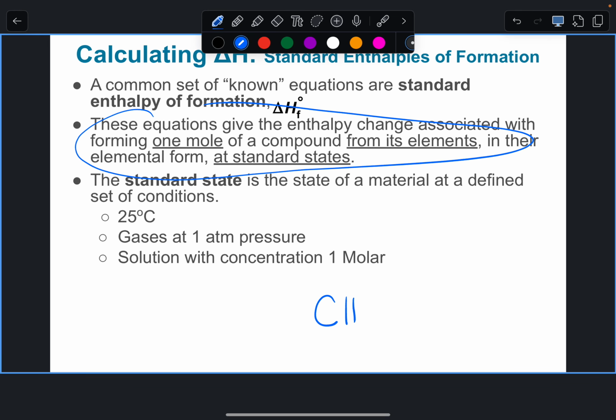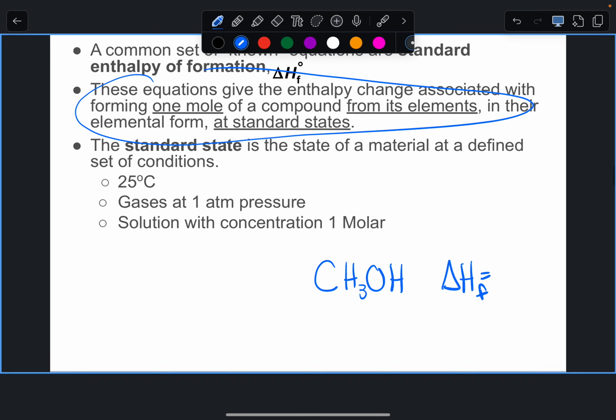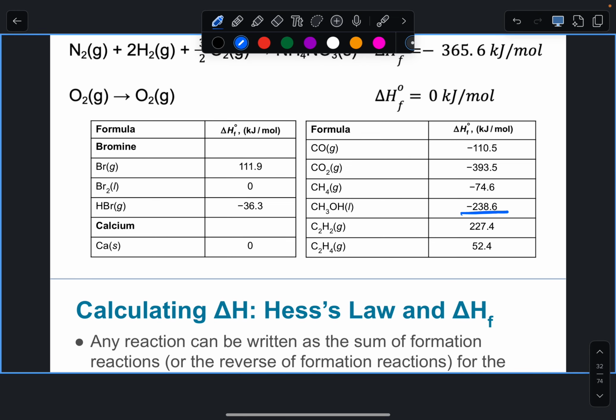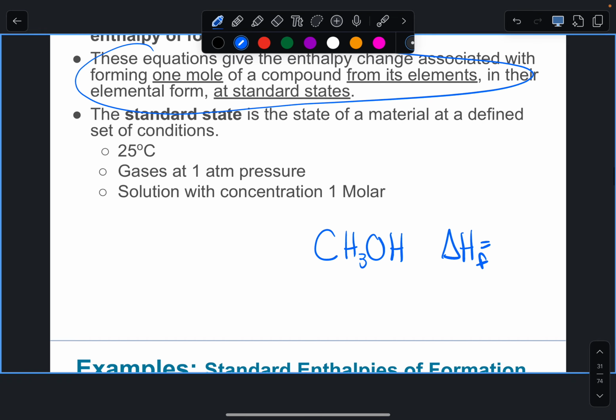So let's say we looked up CH3OH, and it says the delta H, this little F, it's called the delta H of formation. So that guy's right here, negative 238.6. Okay, that's to form 1 mole of the compound. So 1 mole of CH3OH, forming it, meaning it's a product. And it says from its elements. Okay, so what elements make up CH3OH? Carbon, hydrogen, and oxygen. But it says in their elemental form, okay?